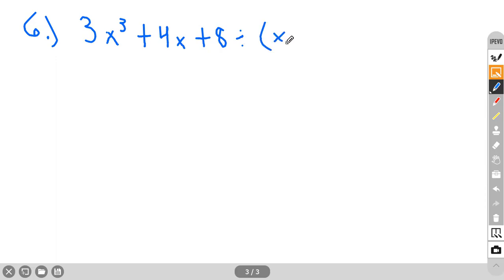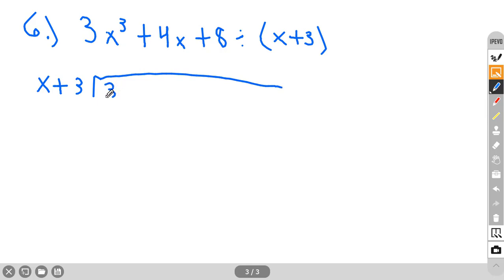Okay, as I look at this next problem, number 6, it says use long division to divide. It says take 3x cubed plus 4x plus 8, and it wants me to divide that by x plus 3. So to divide this out, I'm going to set it up in my long division algorithm. So I got x plus 3.